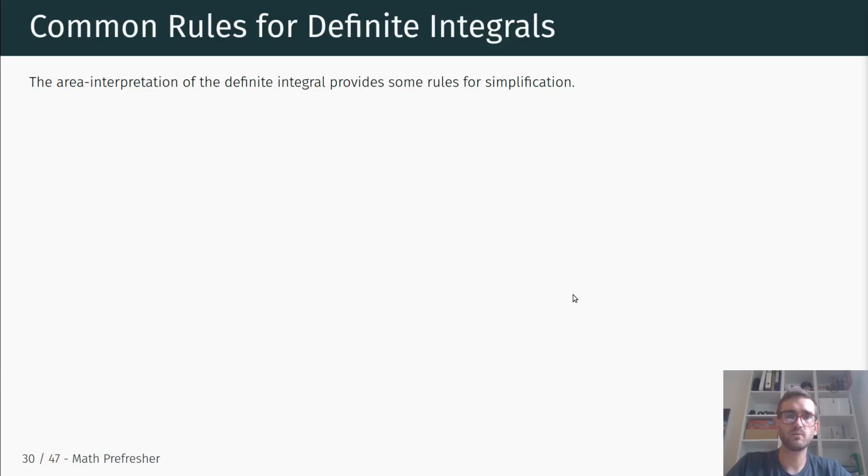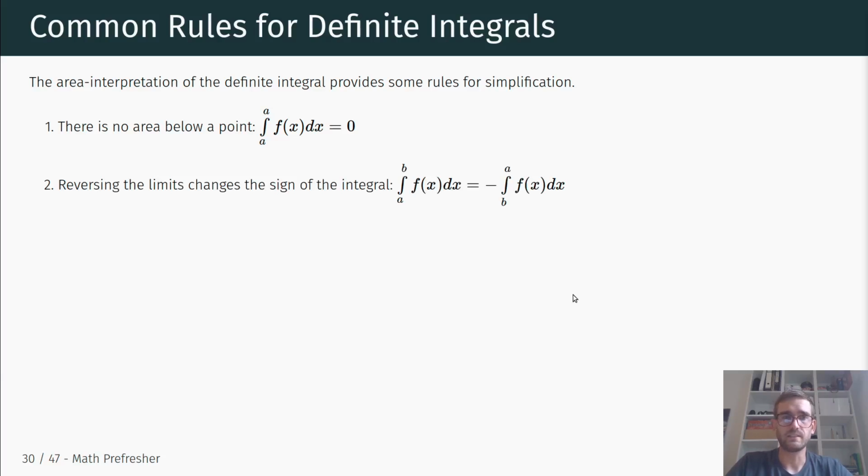A couple of common rules for definite integrals. The area interpretation of the definite integral provides some rules for simplification ultimately. First, it's important to remember that there's no area below a single point. So if we take an integral between a and a, basically the same point, then the area, of course, is 0. If we reverse the limits in the definite integral, that changes the sign of the integral.